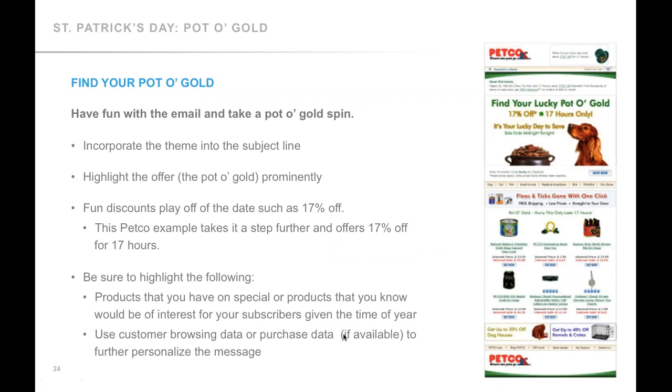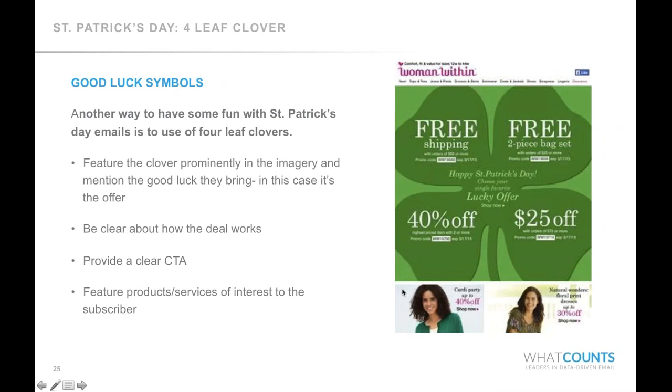So with these pot of gold type campaigns, products that you have on special or products that you know would be of interest to your subscribers for that time of year would be great to highlight. If you have this, and I understand that not every retailer does, but if you do have browsing data or purchase data available to you to incorporate more personalized recommendations into these types of emails, that's a great thing to do for these types of campaigns.